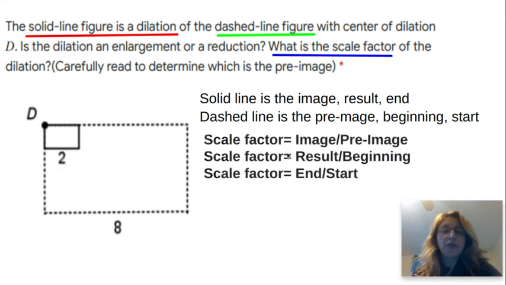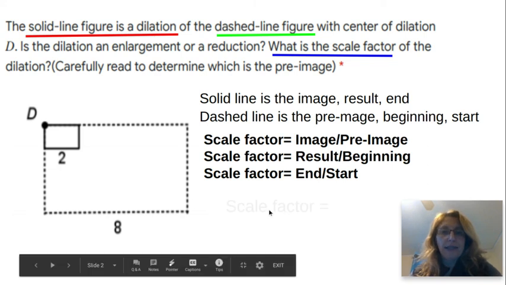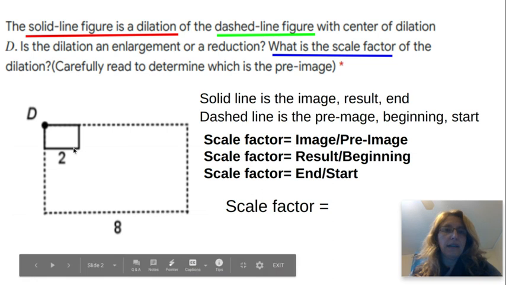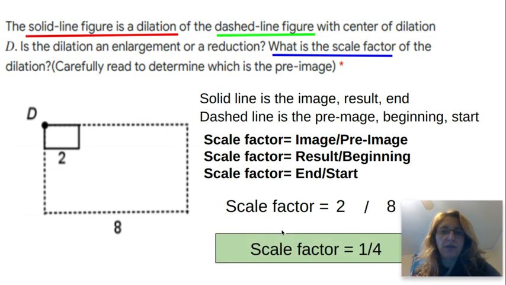The scale factor, from before, absolutely the same formulas. You pick one and remember it. End divided by start, result by beginning, image by pre-image. It really doesn't matter. So now applying that formula, my scale factor would be, what is the end? We decided the solid is the end. 2 divided by 8. So the scale factor is going to be, excuse me, 1/4. And that was it.